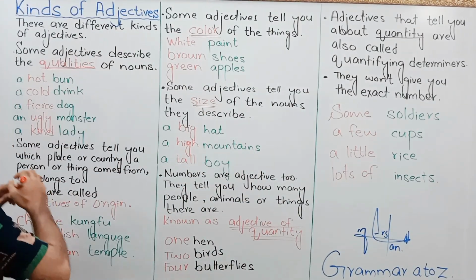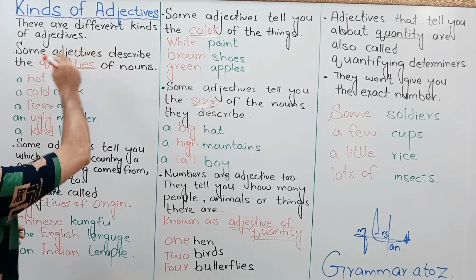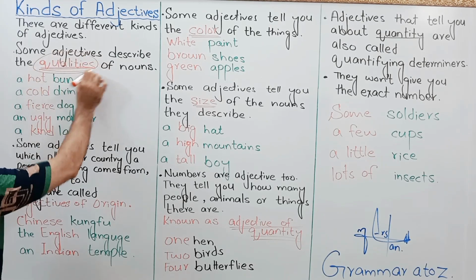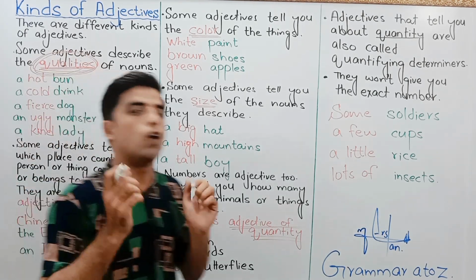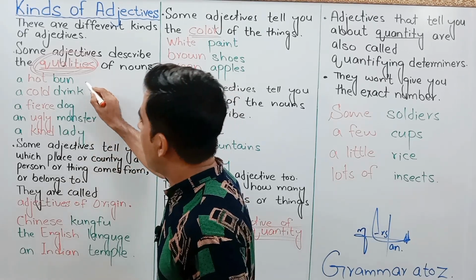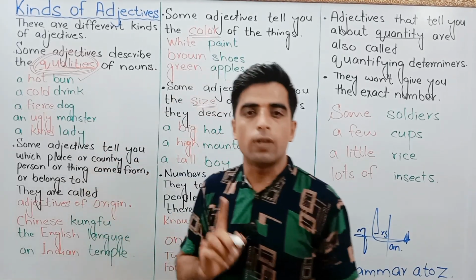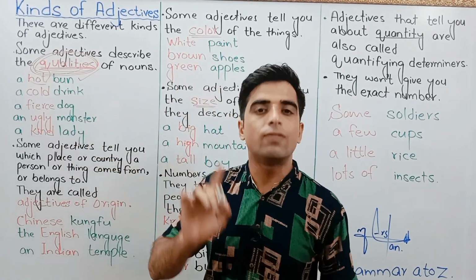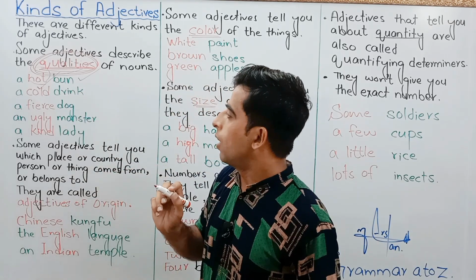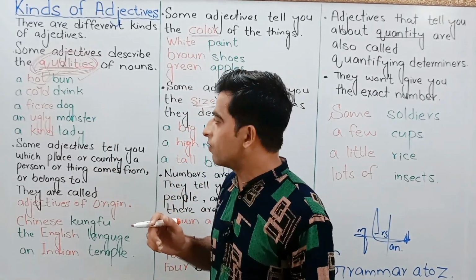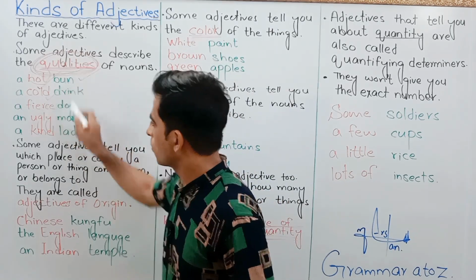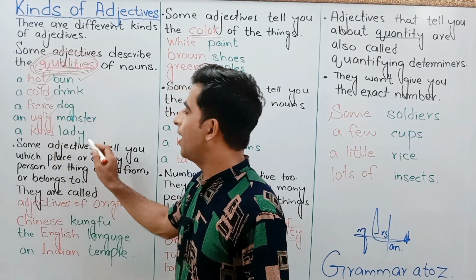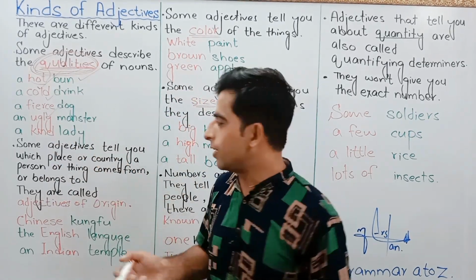Kinds of adjectives. As I told you, there are different kinds of adjectives. Some adjectives describe the qualities of a noun, what certain qualities a noun possesses. Example, a hot bun. What is the quality of the bun? The bun is hot. A cold drink. What is the quality of the drink? Cold. A fierce dog. What is the quality of the dog? Fierce. An ugly monster. What is the quality of the monster? Ugly.